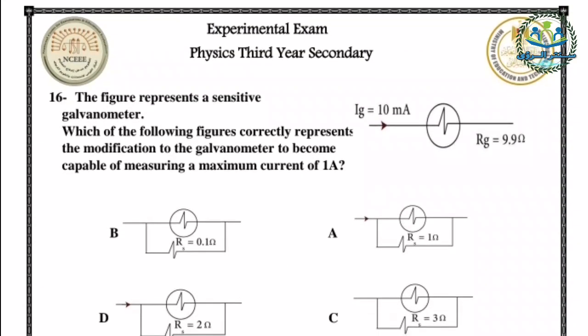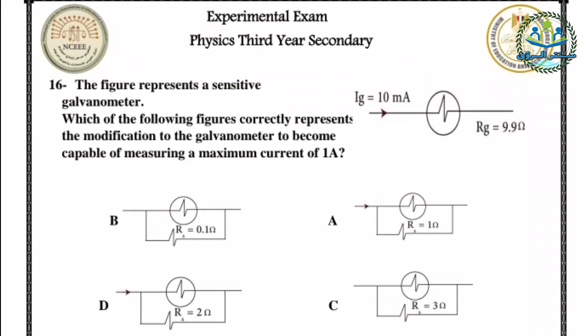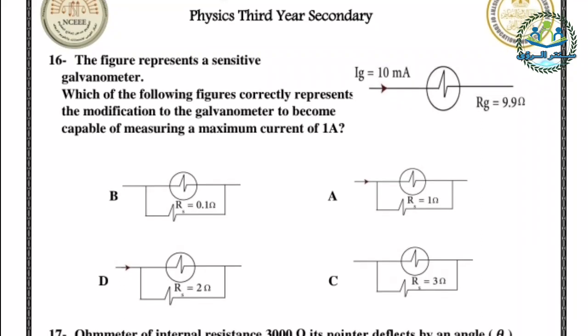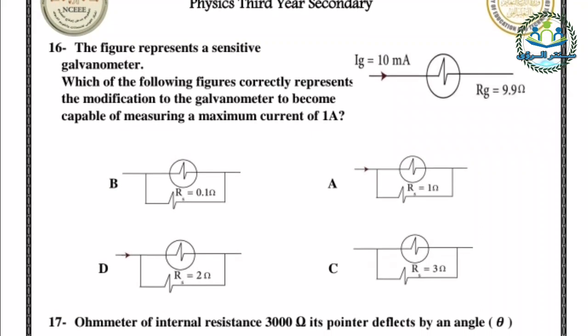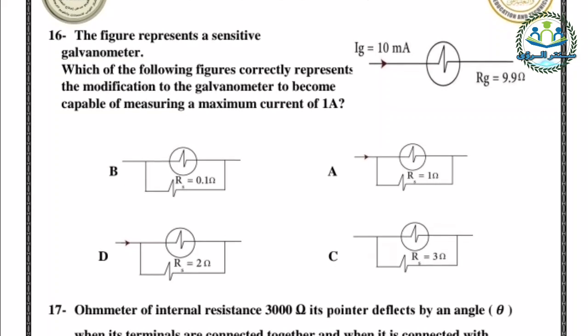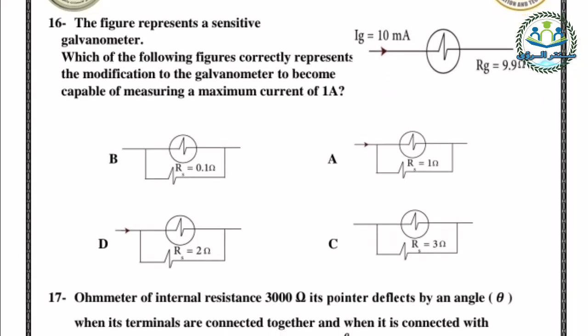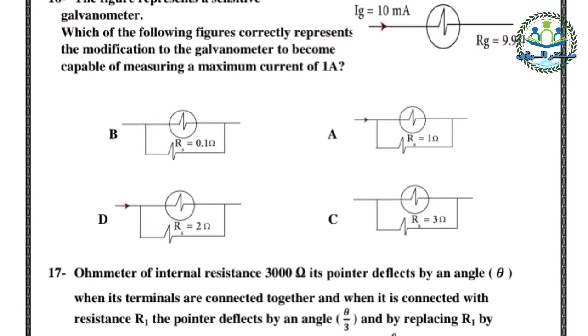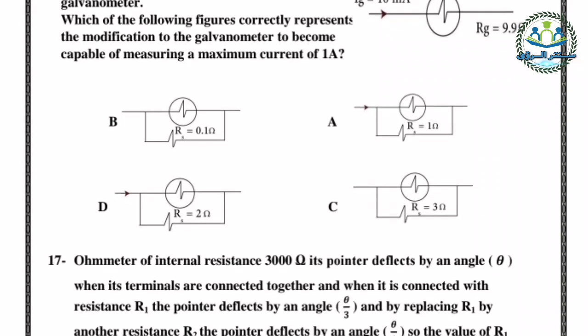16. The figure represents a sensitive galvanometer. Which of the following figures correctly represents the modification to the galvanometer to become capable of measuring a maximum current of 1 A? A, B, C, D.